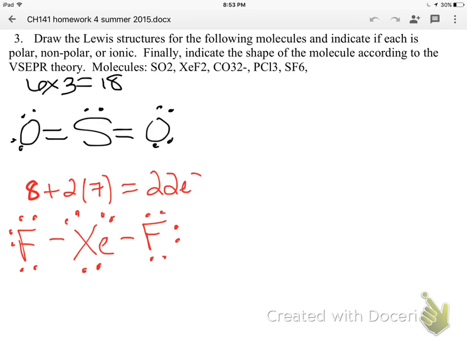The next one is carbonate, CO3 2 minus. So the tricky thing about the 2 minus is I have to remember to add that in. So carbon has 4 electrons. I have 3 oxygens, which each have 6. And a 2 minus means that it absorbed 2 electrons from someplace else. So we have a total of 24 electrons here. Okay. We're going to put carbon in the middle with oxygens around.